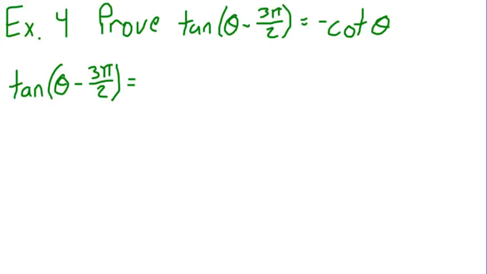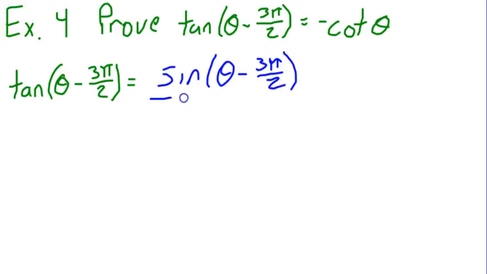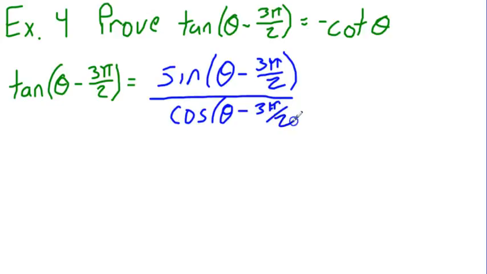Example 4, we want to prove the tangent of theta minus 3 pi over 2 is equal to the opposite of cotangent theta. So the tangent formula I like to use is the one that involves sine and cosine. If you want to use one of the other identities, you can, but I just think it's easiest to use sine and cosine since we've already practiced with those. So we can rewrite this as the sine of theta minus 3 pi over 2 over the cosine of theta minus 3 pi over 2.